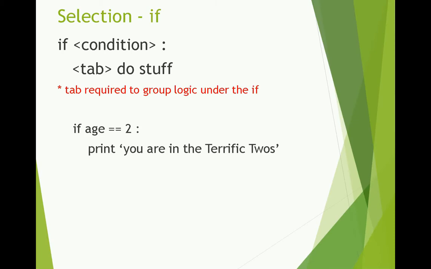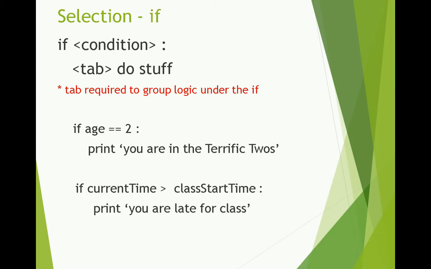So here's an example. If age is equal to 2, colon, tab in, and then do something like print you're in the terrific 2s. If current time is greater than class start time, colon, then I'm going to tab in, print you are late for class. So this is an example of my if selection structure. This is one of the structures that we're going to be using.